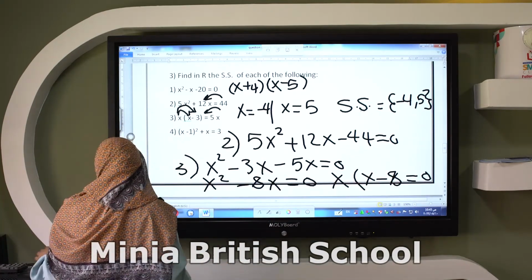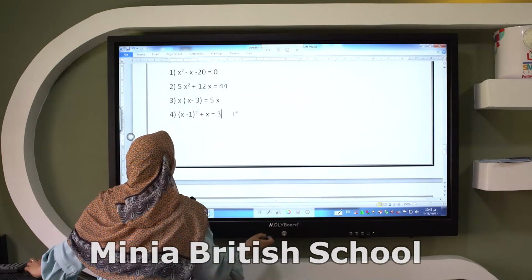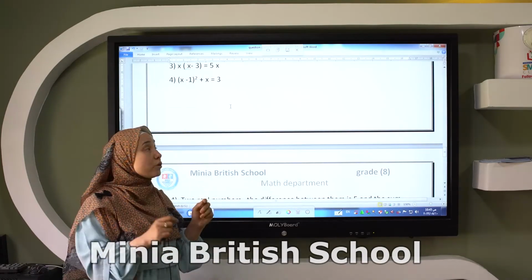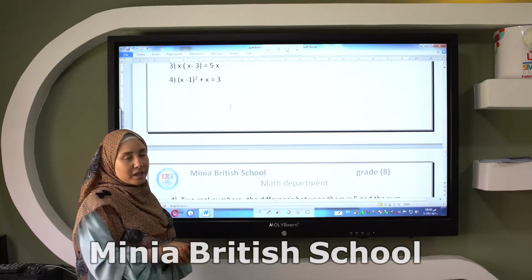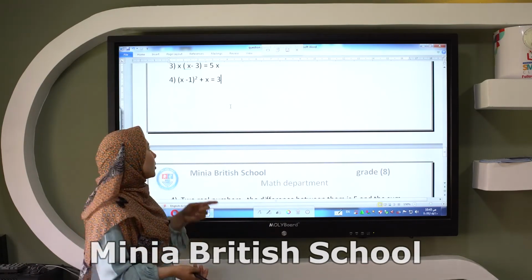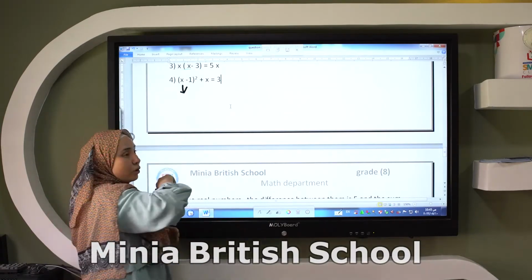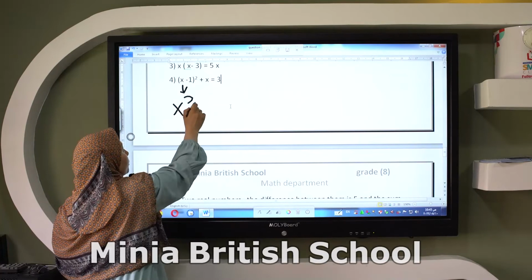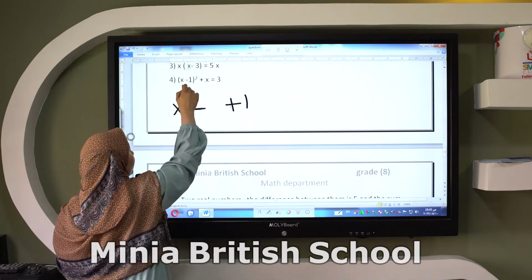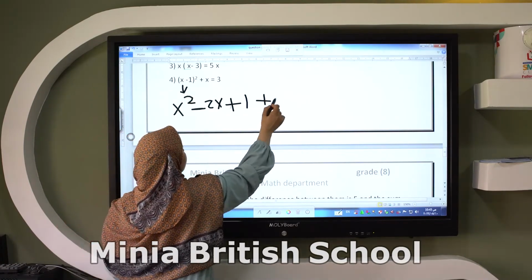And number 4, here, (x minus 1) raised to power 2 plus x equals 3. The same idea here, only expand this expression. (x minus 1) raised to power 2 is a perfect square trinomial. So x power 2 plus 1, minus first times second times 2, equals 2x, plus x.